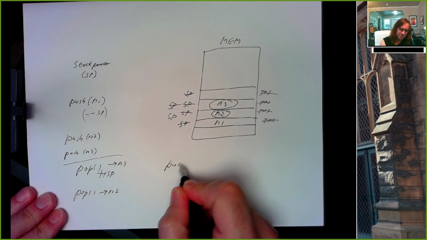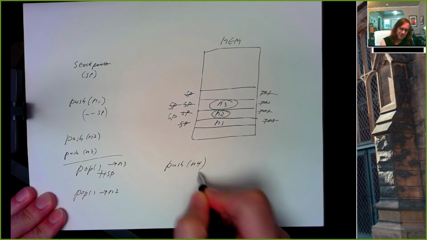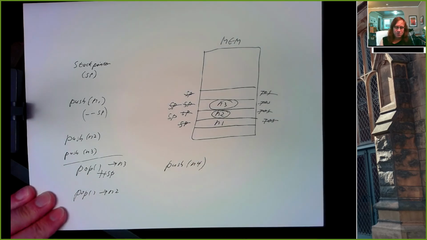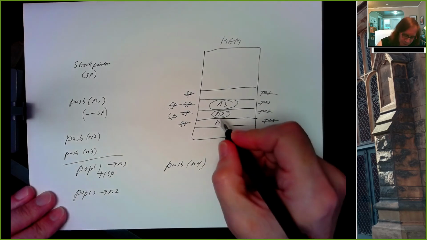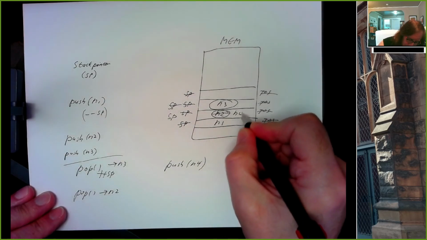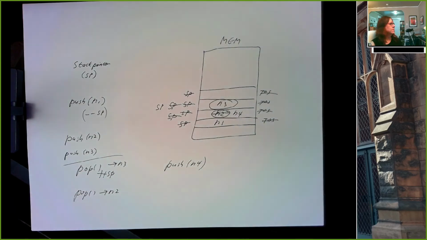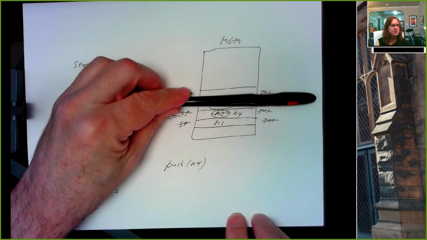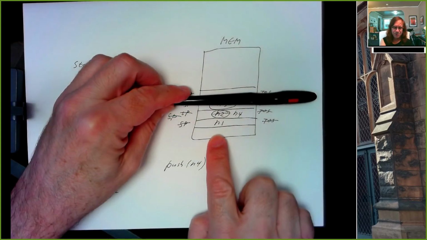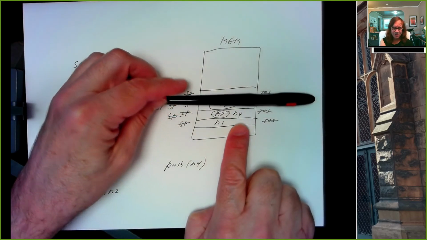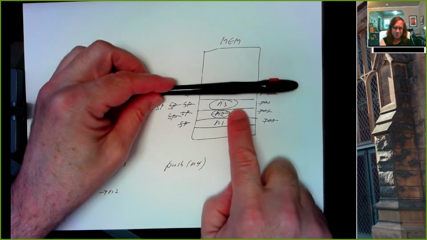Now if we do another push, some new value N4, what do we do? We store that where the stack pointer is, which is right here, and we decrement the stack pointer. So our stack looks like this. There's an N1 at the bottom of the stack, there's an N4 at the top of the stack, and the stack pointer is pointing here.